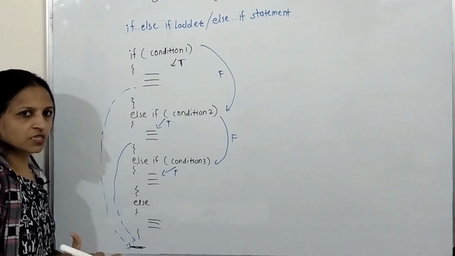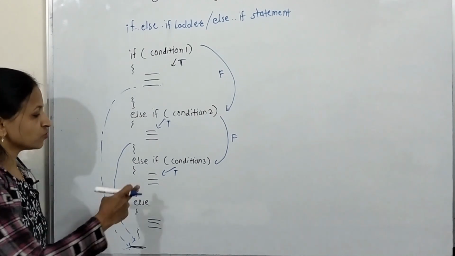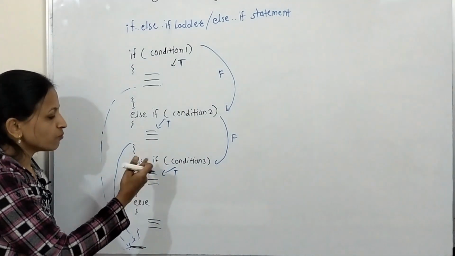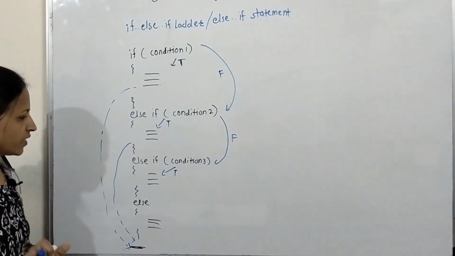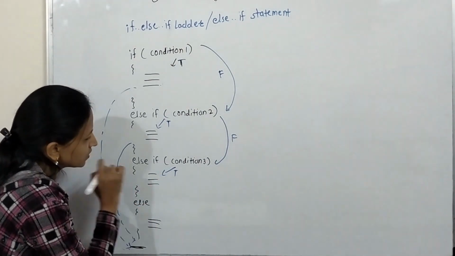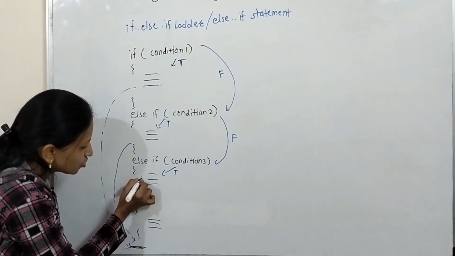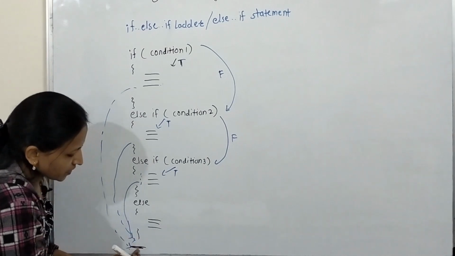It may be a single statement or multiple statements. Again the same rule will be applicable. If there is only one statement, the brace is not compulsory. If there is more than one statement, the braces are compulsory. Now see, if this condition is true, then this block will get executed, and after execution of these statements, control will be shifted directly to this place.